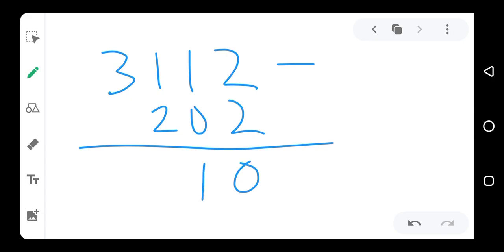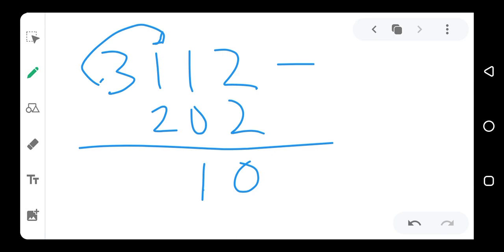Then 1 minus 2, it cannot go. We cannot minus 2 from 1. So we borrow 1 from this 3. Because we are working with base 4, anything we borrow from this 3, if we are bringing it to this side, we call it 4.